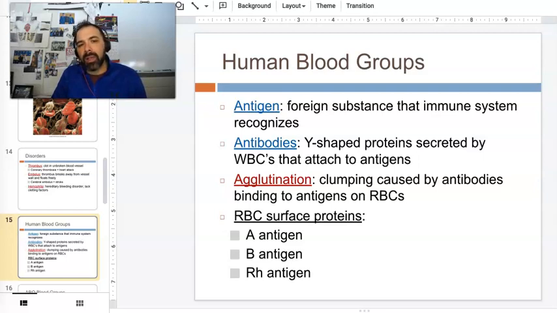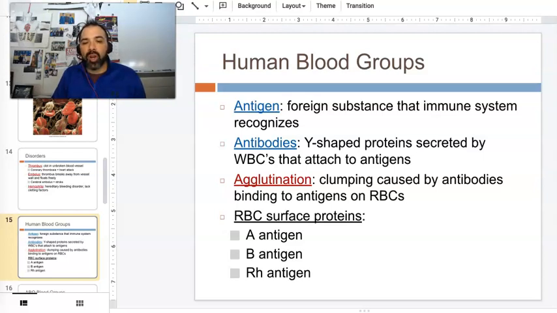So when we talk about blood, we need to talk about human blood groups. We have antigens, antibodies, agglutination, and RBC surface proteins. So an antigen is a foreign substance that the immune system recognizes. So we'll talk about this more in class. Antibodies are Y-shaped proteins secreted by white blood cells that attach to antigens, and these help your immune system fight off an infection. Agglutination is clumping caused by these antibodies. So these antibodies will cause it to clump together.